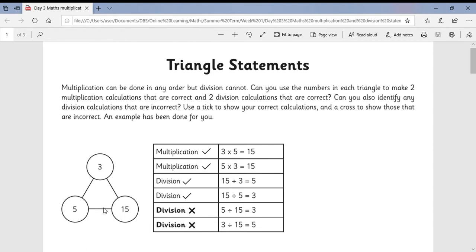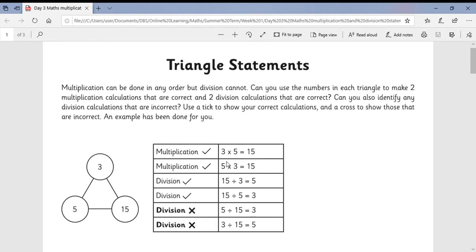We use these a lot. We can use these when adding 2 numbers to find a total. We can also use these when we're multiplying to find a total or dividing to find parts. So in this example, 3 and 5 are multiplied to make 15. So 15 here is the total, or when dividing, 15 is divided by 3 to make 5, or 15 is divided by 5 to make 3.